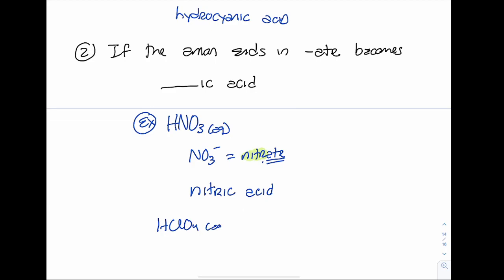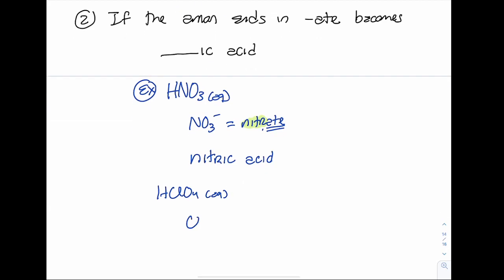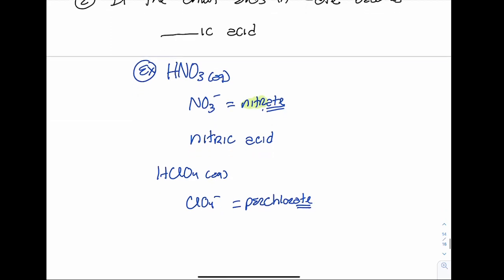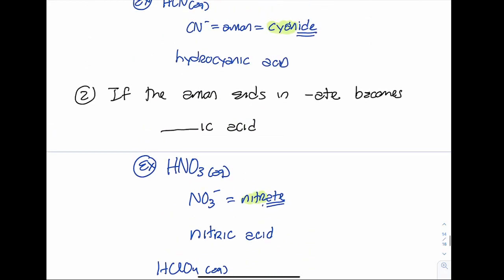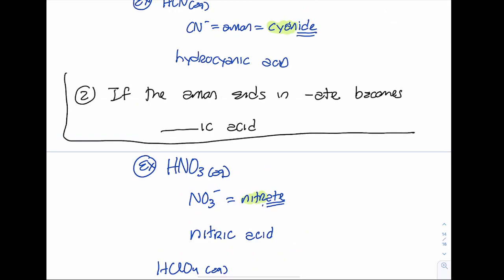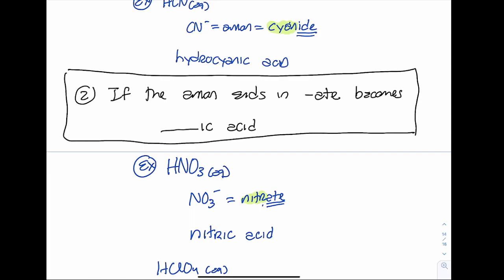HClO4. ClO4 minus is perchlorate. This you would get from that second handout with the list of rules for naming other polyatomic ions. It ends in ATE. So perchloric acid, right? We're getting rid of the ATE, we're replacing it with ic acid. So our second, if our anion ends in ATE, get rid of the ATE, replace it with ic acid.